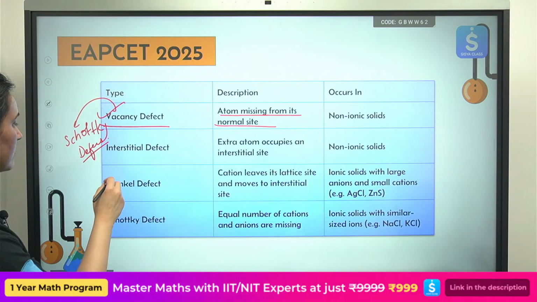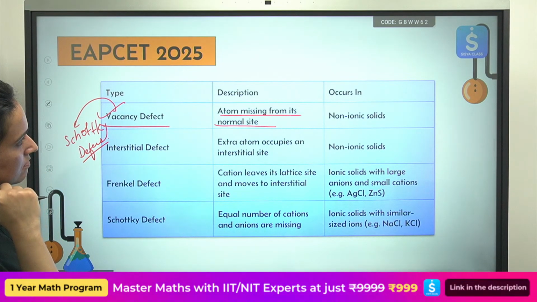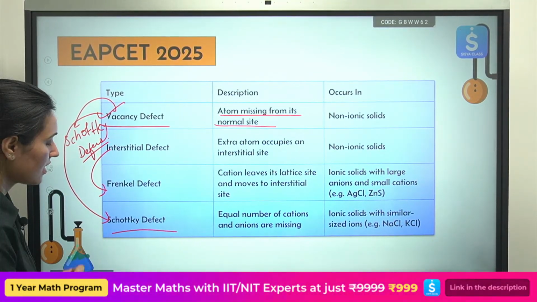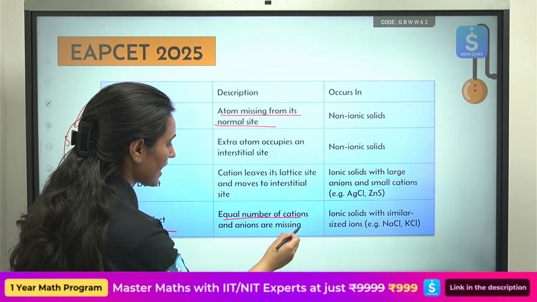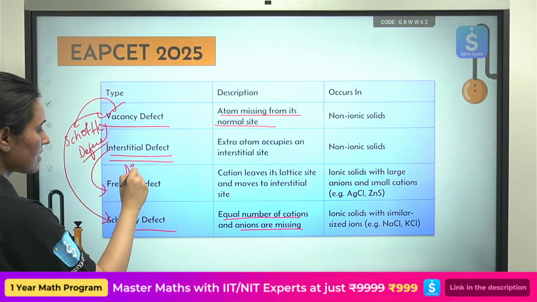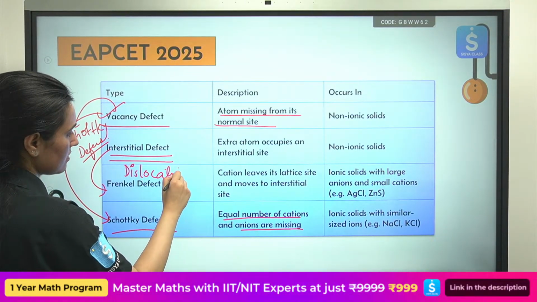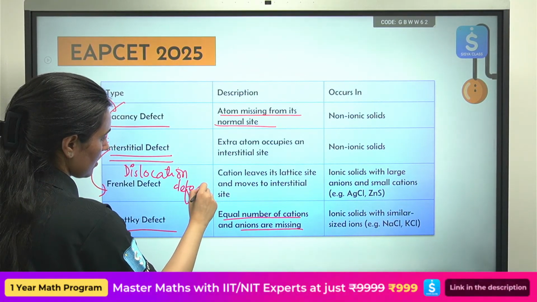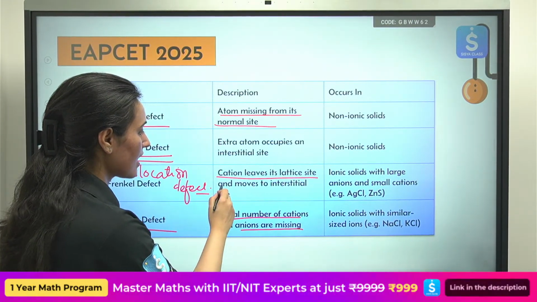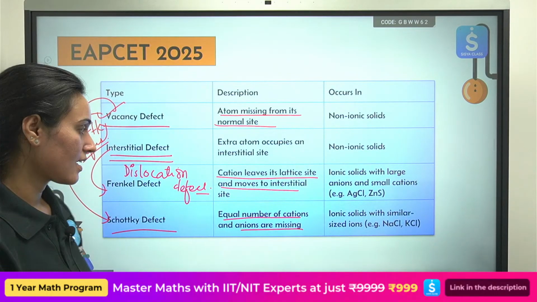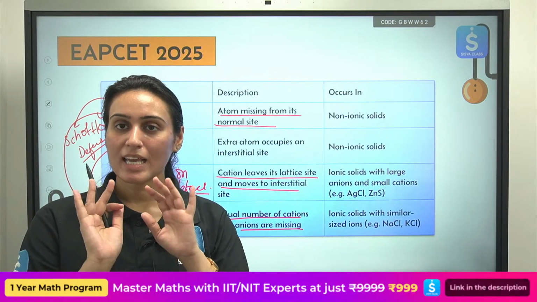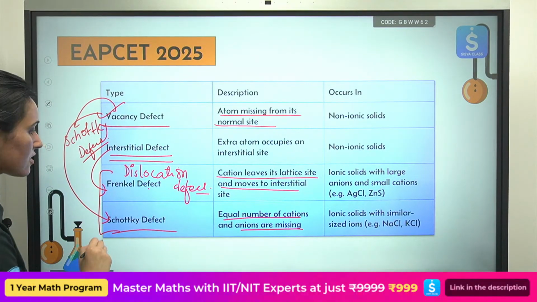Then we have, I will write it here. They have explained it here. Alright, Schottky defect, see, equal number of cations and anions are missing. Similarly, you can have interstitial defect or dislocation defect. Okay, they have explained it. Dislocation defect. So in this case, cation leaves its lattice site and moves to a new site, that is interstitial site. So this is an example of interstitial defect. You don't have to remember it separately. Even if you remember these two, more than enough.